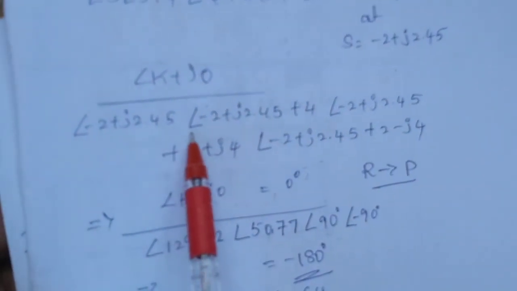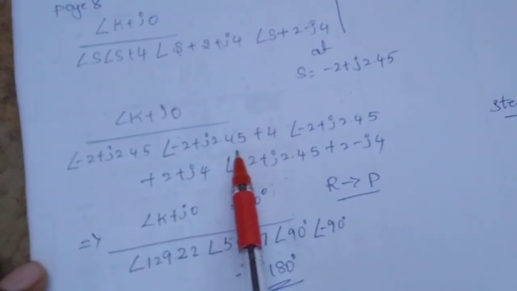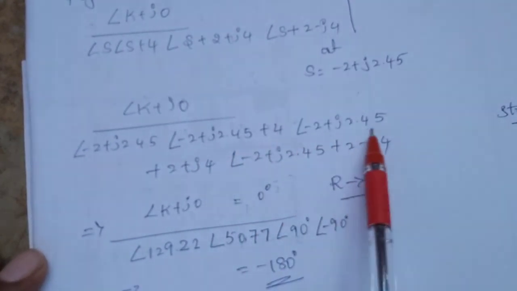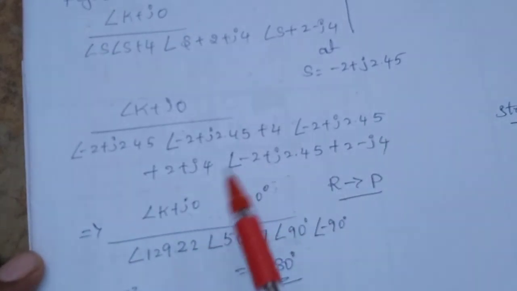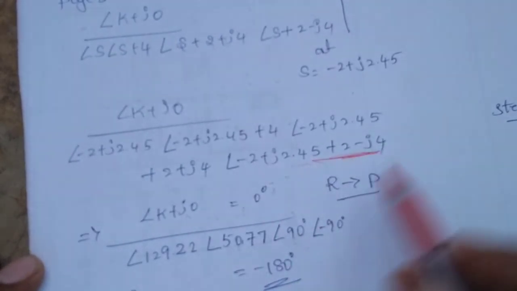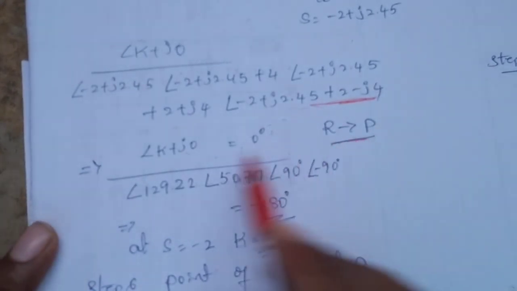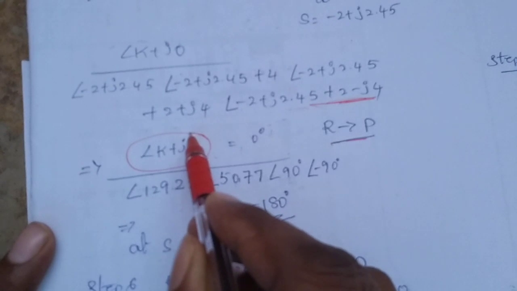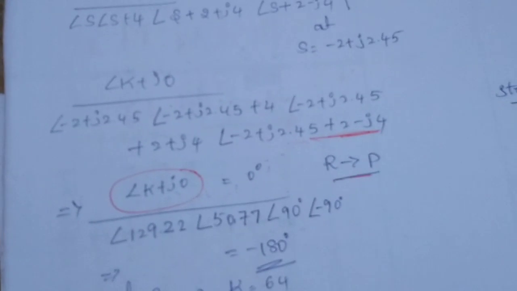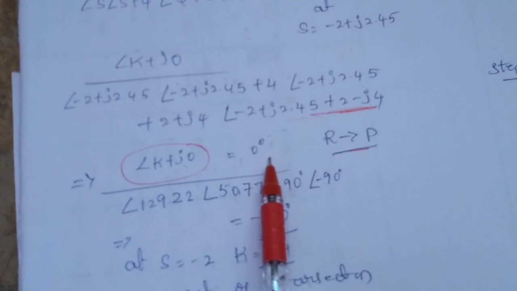The terms are minus 2 plus j2.45, then minus 2 plus j2.45 plus 4, then minus 2 plus j2.45 plus 2 plus j4, and minus 2 plus j2.45 plus 2 minus j4. Then you have to convert these from rectangular to polar and only consider the angle. Here K is a constant, so we will get K plus j0, and if I convert it into polar, we will get 0 degrees.